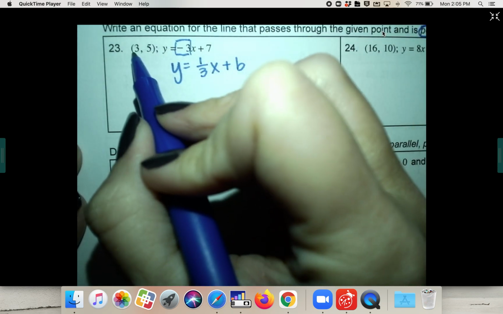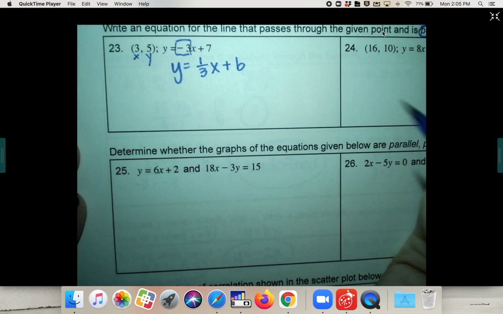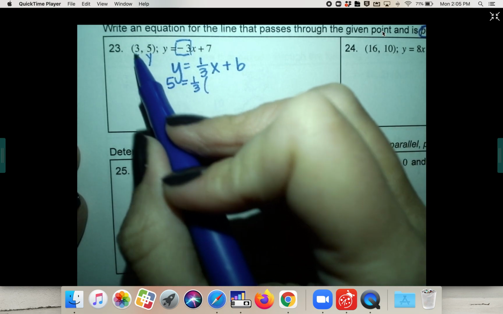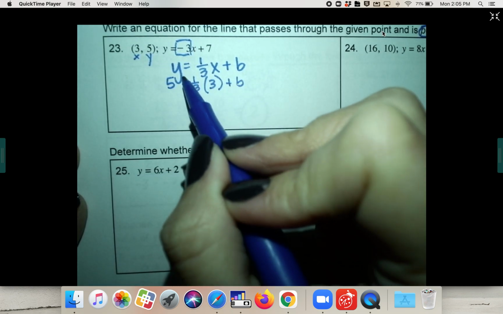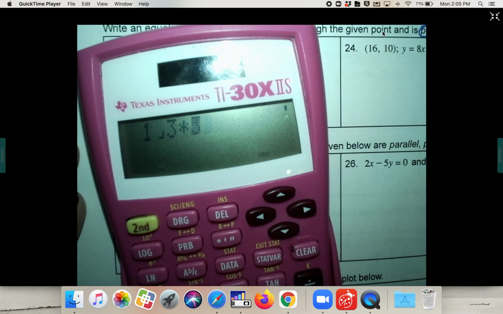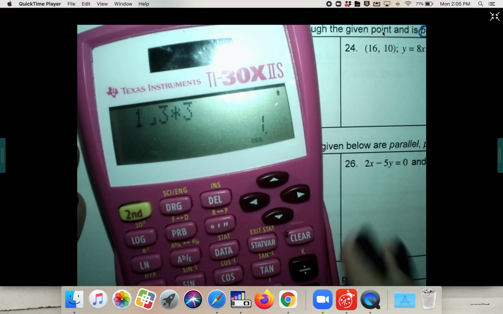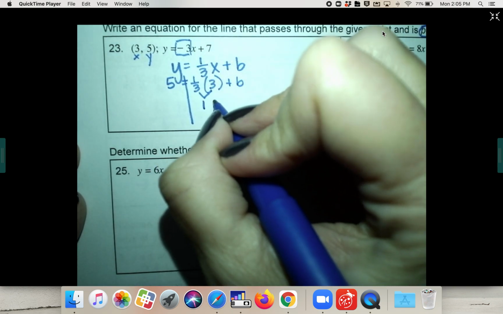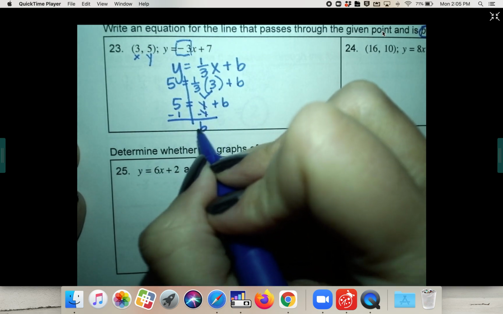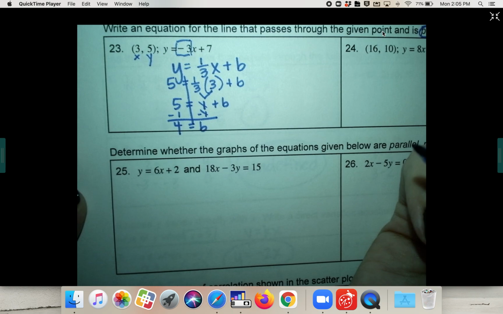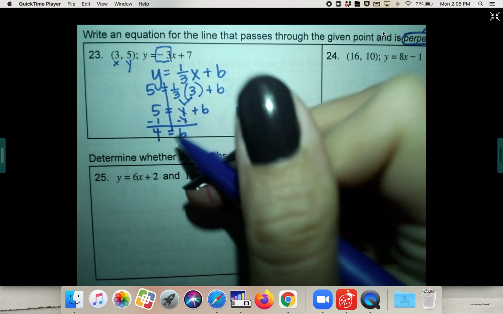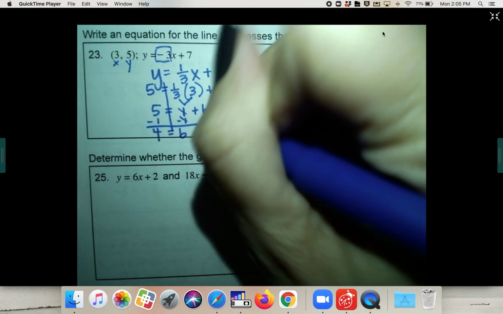And then we're going to borrow this x and this y to plug it in to calculate b. So y is going to be 5. 1/3 is our slope. We're going to borrow 3 for x. 1/3 times 3 I think is 1. I'm modeling using my calculator. Anytime you're not sure, use your calculator. And it is 1. Bring down plus b. Then we're going to subtract 1 from both sides. Okay, and that'd be 4. So our new perpendicular equation is y equals positive 1/3 x plus 4. That's a positive 4 y-intercept.